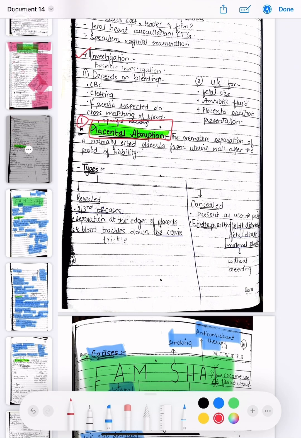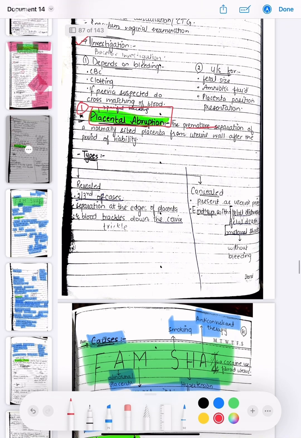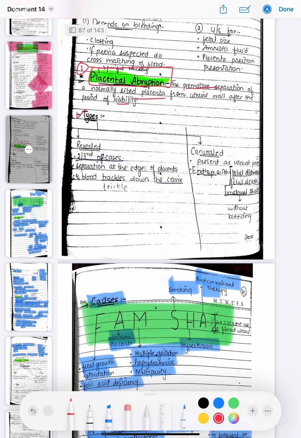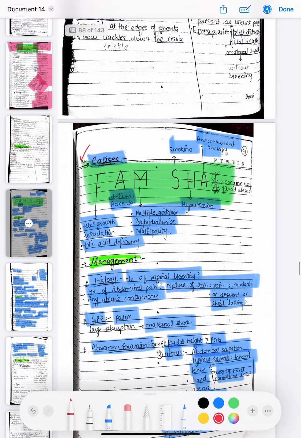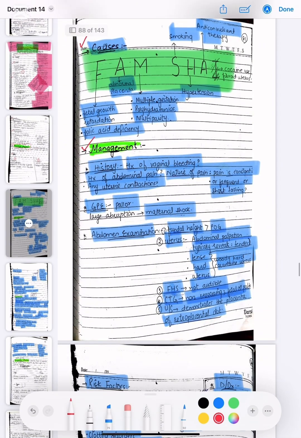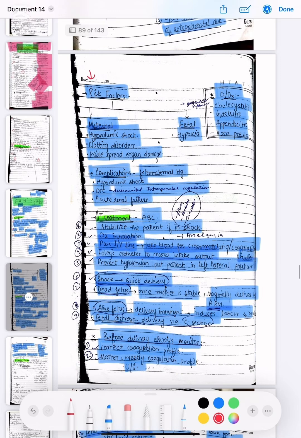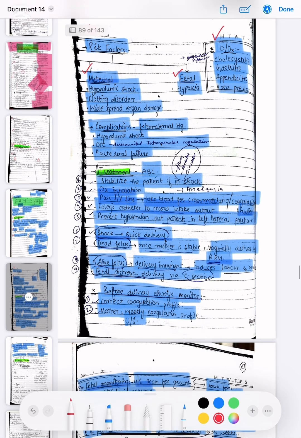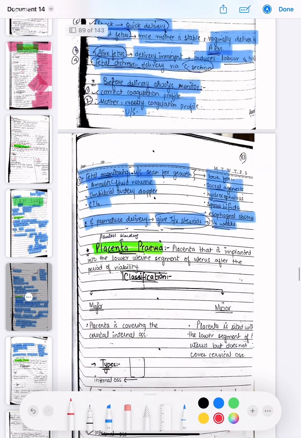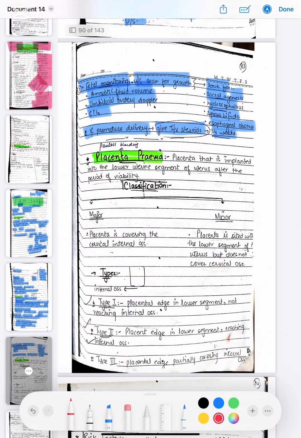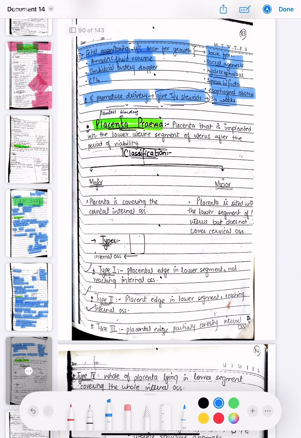Now we have certain causes which lead to APH. The first one is placental abruption. We have discussed the definition of placental abruption, then the types, which are the revealed and the concealed placental abruption. Then we have discussed the causes and the management options, which are history taking, GP and abdominal examination. Then the risk factors, which are maternal risk factors and fetal risk factors, and the differential diagnosis, the complications and the treatment options. Now, coming to the next cause of APH, that is placenta previa.